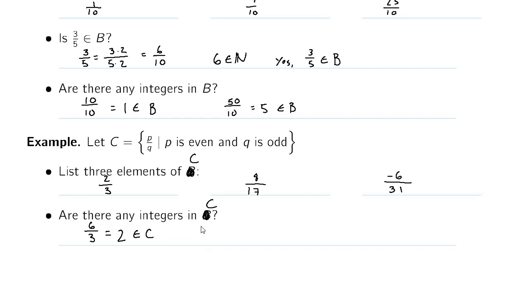Oh, you know what? The number 1 is odd. So if we take any integer, say, and write it over 1, we get an element of the set C. So I think we can get any even integer to be an element of the set C. I'm not sure if we can get odd integers to be in this set. I think only even integers are going to work out for us.